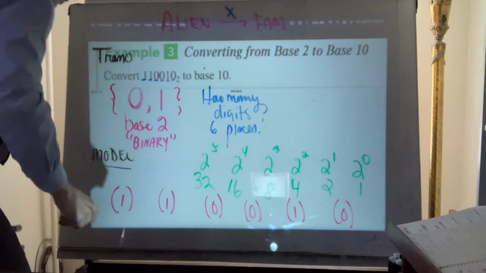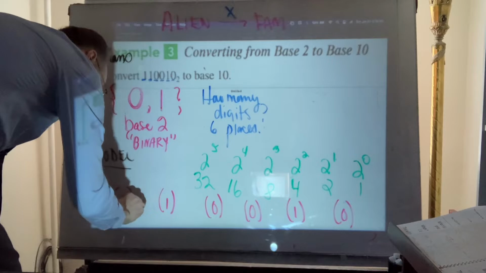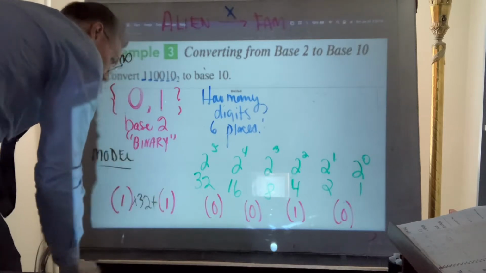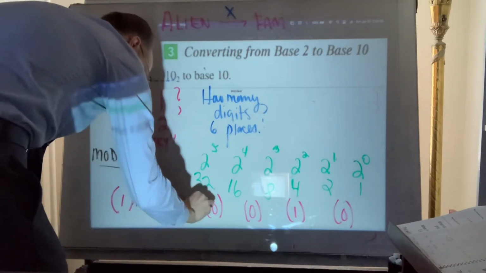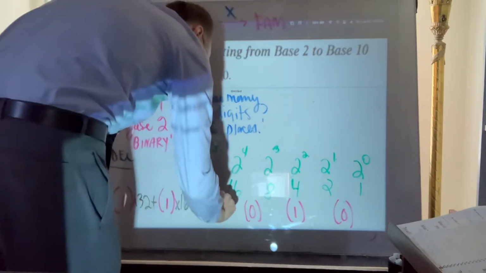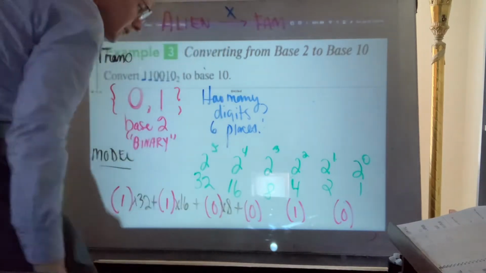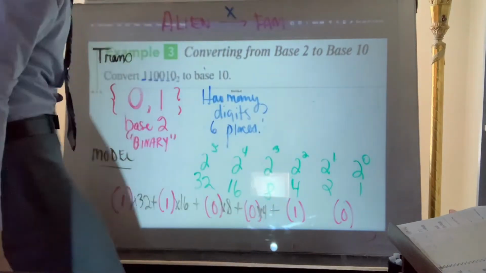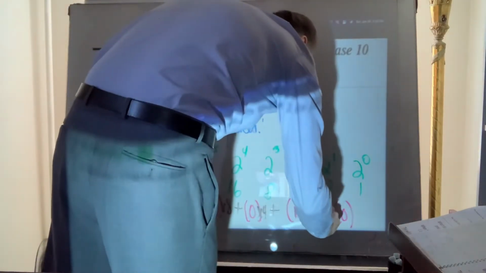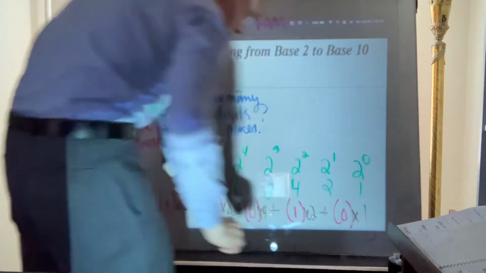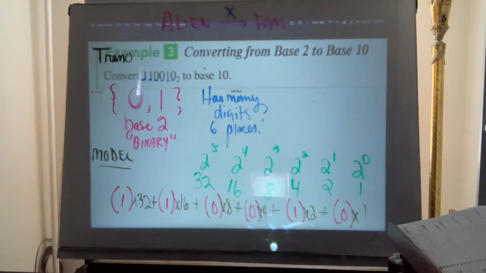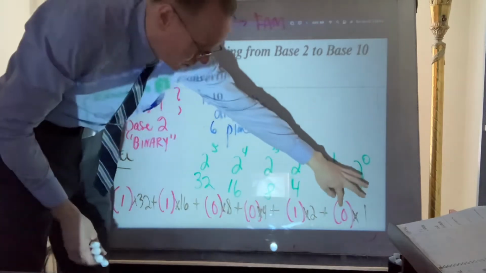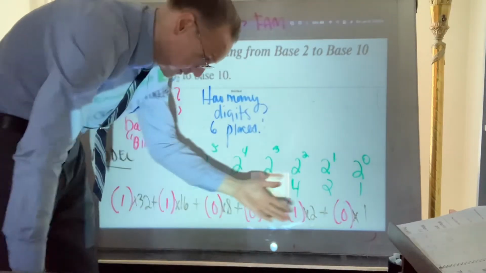All right? So we're going to multiply this by 32 and then add. And then multiply this by 16 and then add. And then multiply this by 8 and then add. Multiply this by 4 and then add. Multiply this by 2 and then add. And then 0 times 1. And that's the end of the train here. All right. Remember what's going to happen though. The instances of multiplying by 0 is essentially canceling them out of the train.